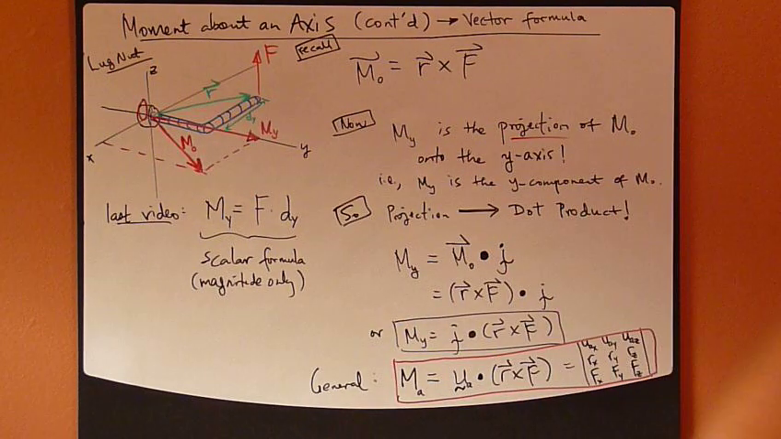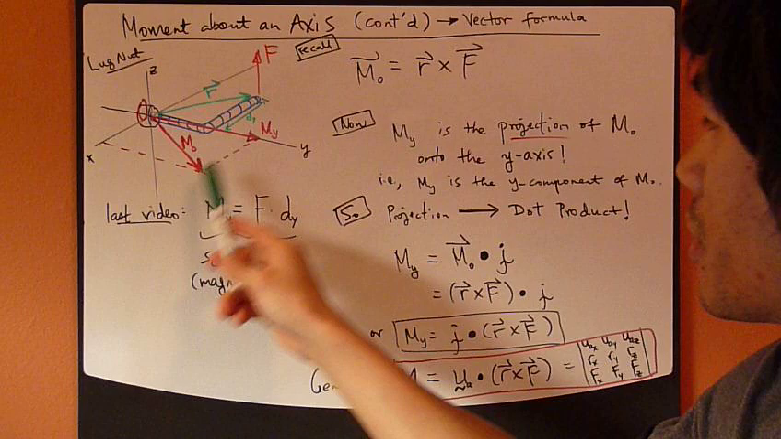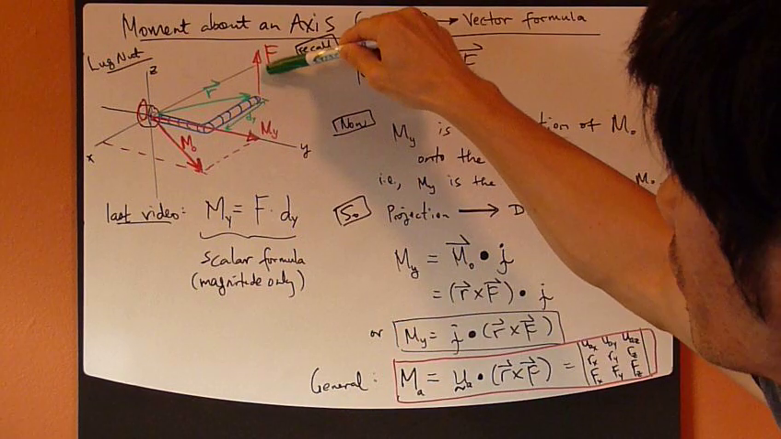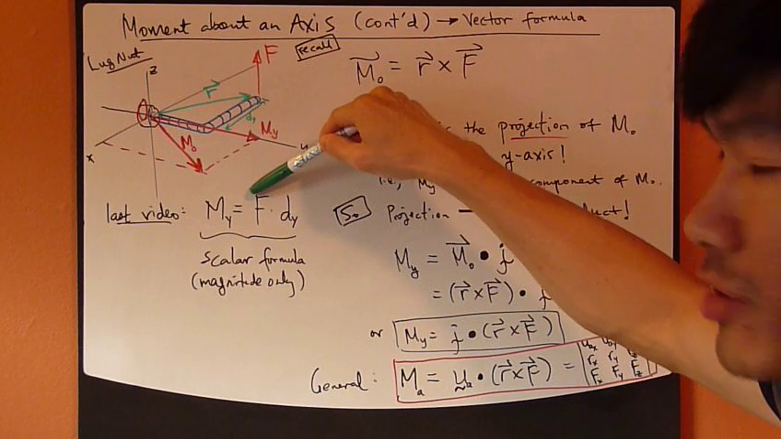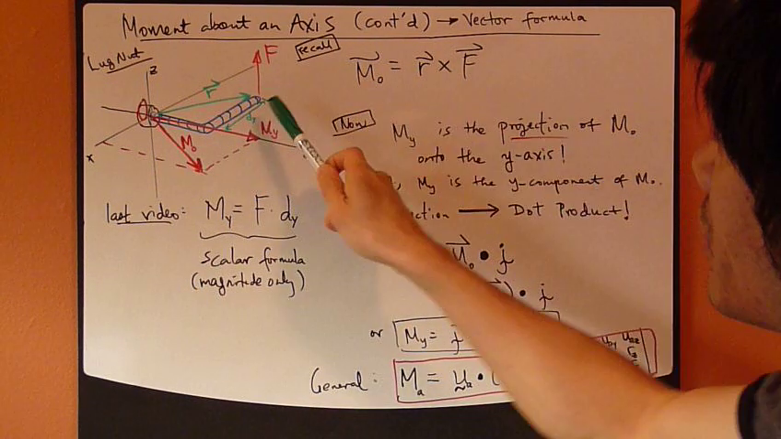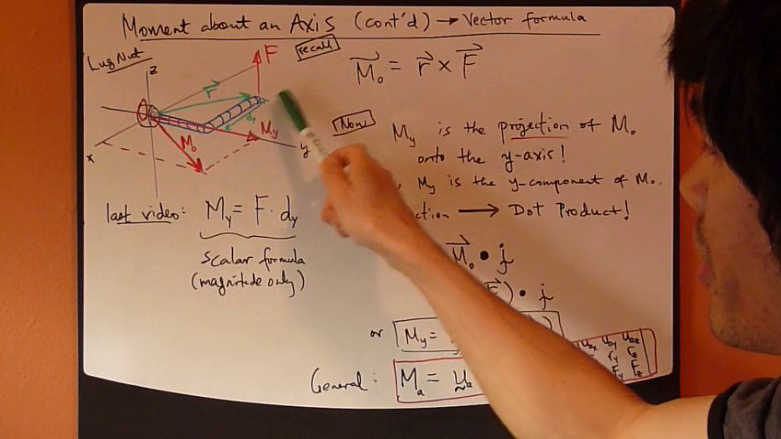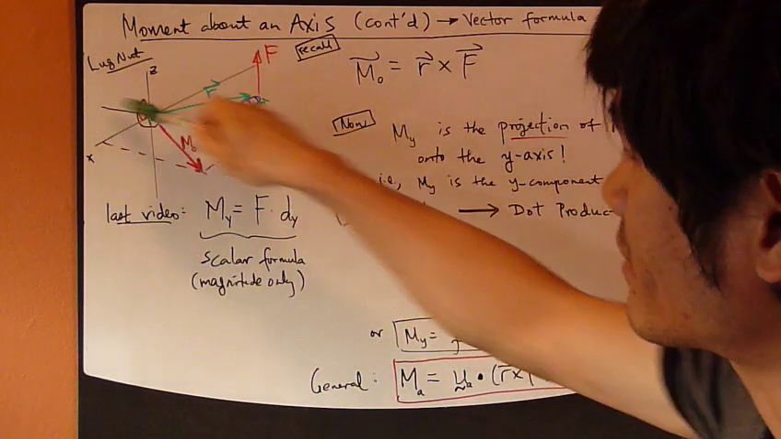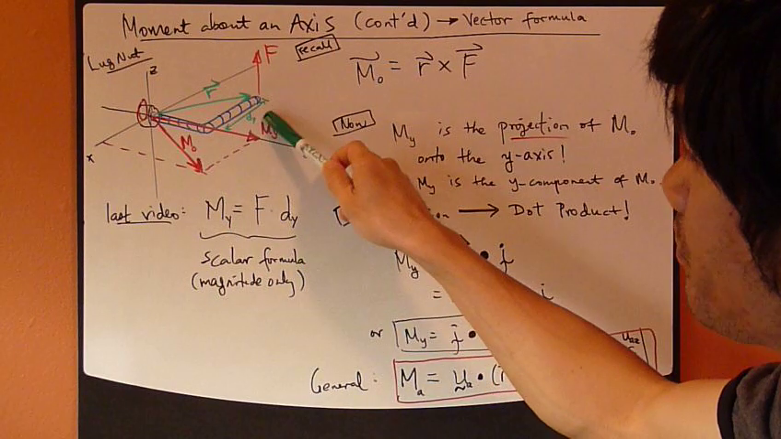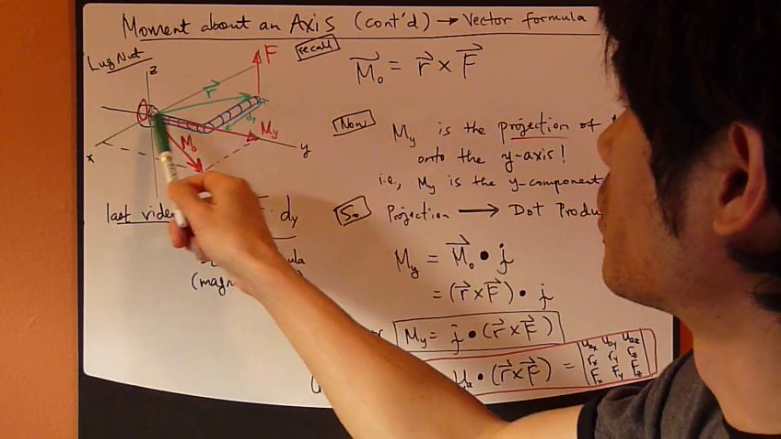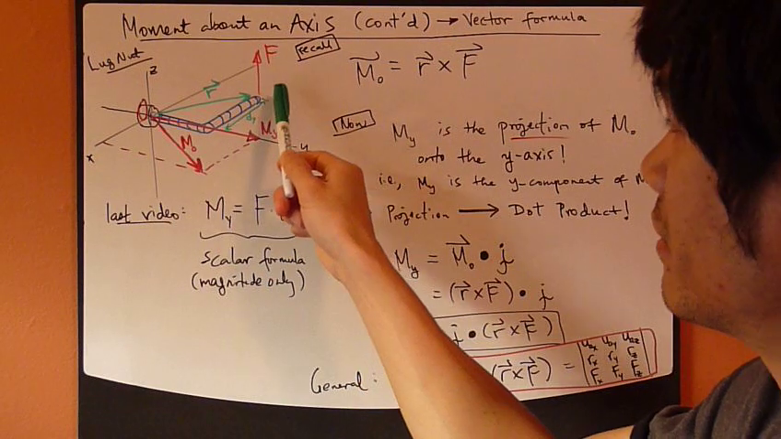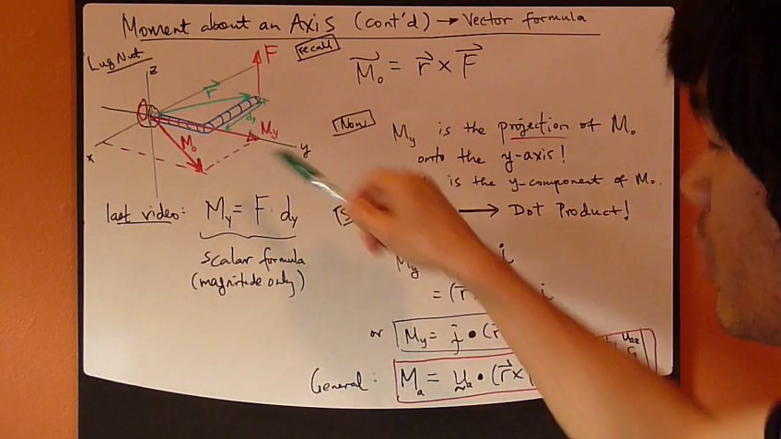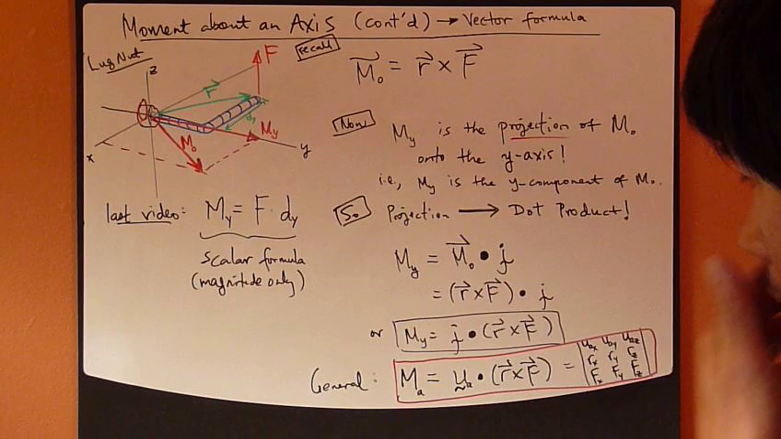This formula is fine. You can use it if you know the magnitude of the force, whatever, how many newtons or pounds it is, and if you know the perpendicular distance between the point where the force is applied and the axis you're taking moment about. Either you know that, or you know this distance d from the previous picture and this angle theta, then you can figure out dy, simply d times cosine of theta.